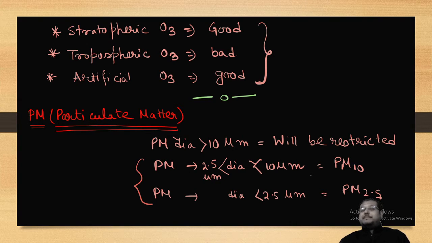They are called as PM10. Those diameter ranges between 2.5 to 10 micrometer. And if the diameter is less than 2.5 micrometer, it's called as PM 2.5. This PM 2.5 and PM 10 are the dangerous particulate matter, as they can easily enter through our nostrils and go to the pulmonary vessels and lungs and get deposited.